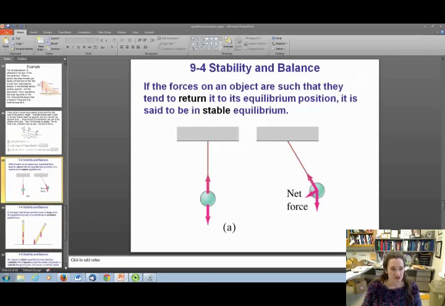All right. So to finish off this lecture, I'd like to just say a few words about stability and balance. Now, if the forces on an object are such that they tend to return it to the equilibrium position, then that's a stable equilibrium. And we studied some things like pendula and springs, and those forces have a tendency to restore it to that middle ground equilibrium position. So those are stable equilibrium points.